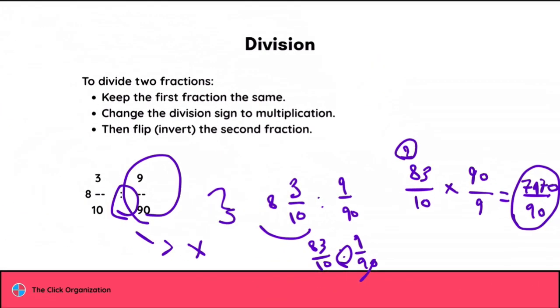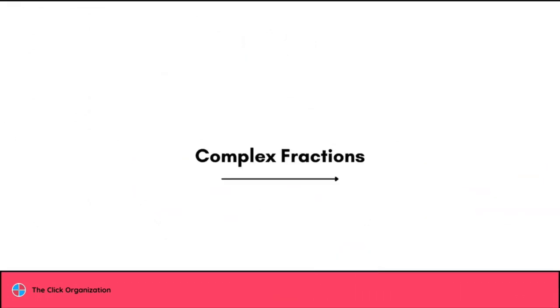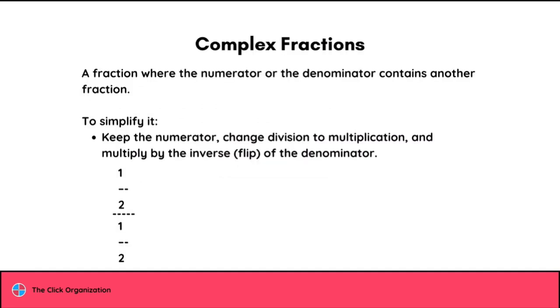So yeah, this was our first part for operations with fractions. Now let's go for the last and second part, complex fractions. We have a concept in fractions named complex fractions, and it basically means a fraction where the numerator or the denominator or both of them contain another fraction. So what can we do with complex fractions? Well, we can turn them into a normal fraction by simplifying them.